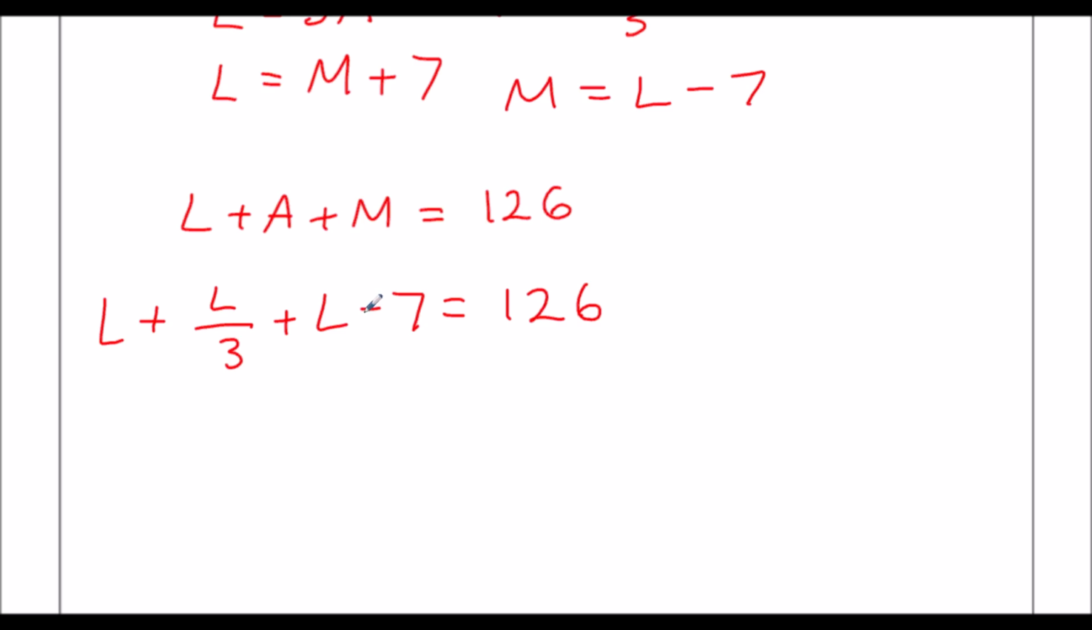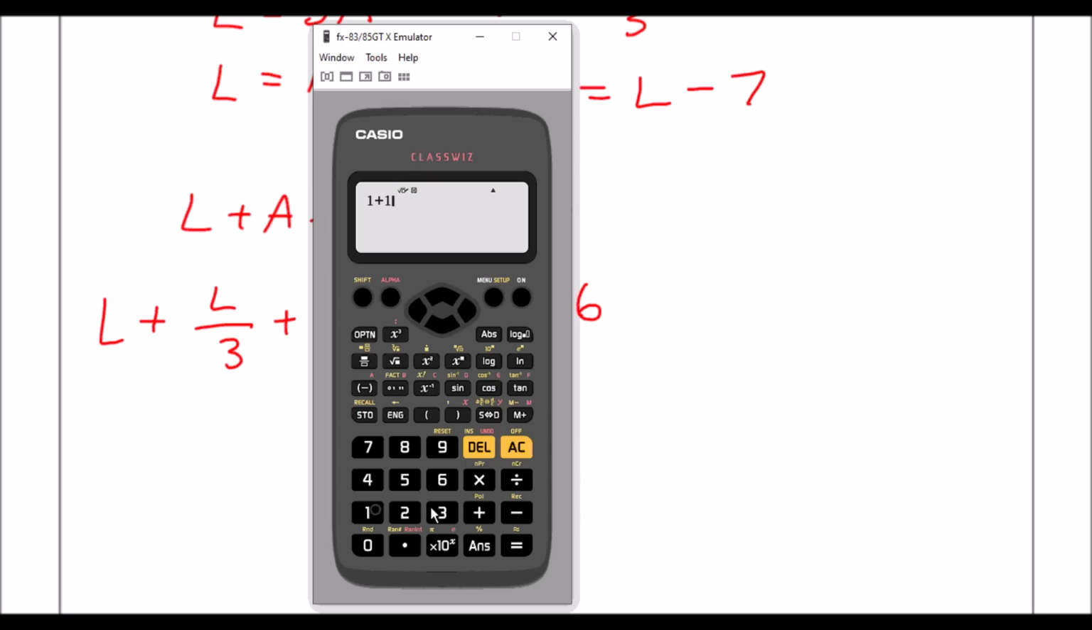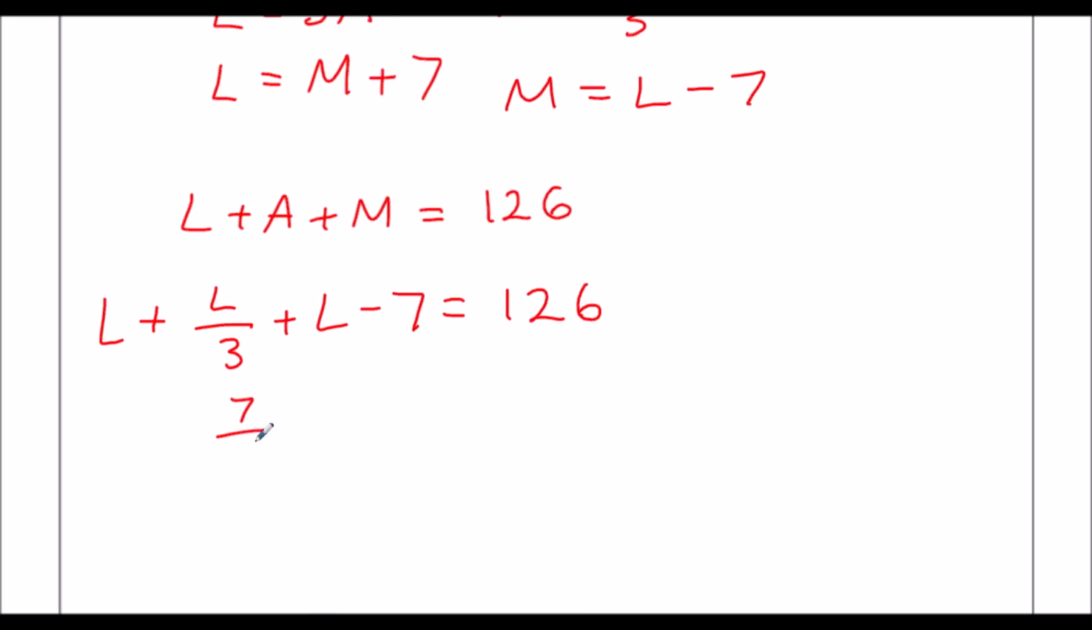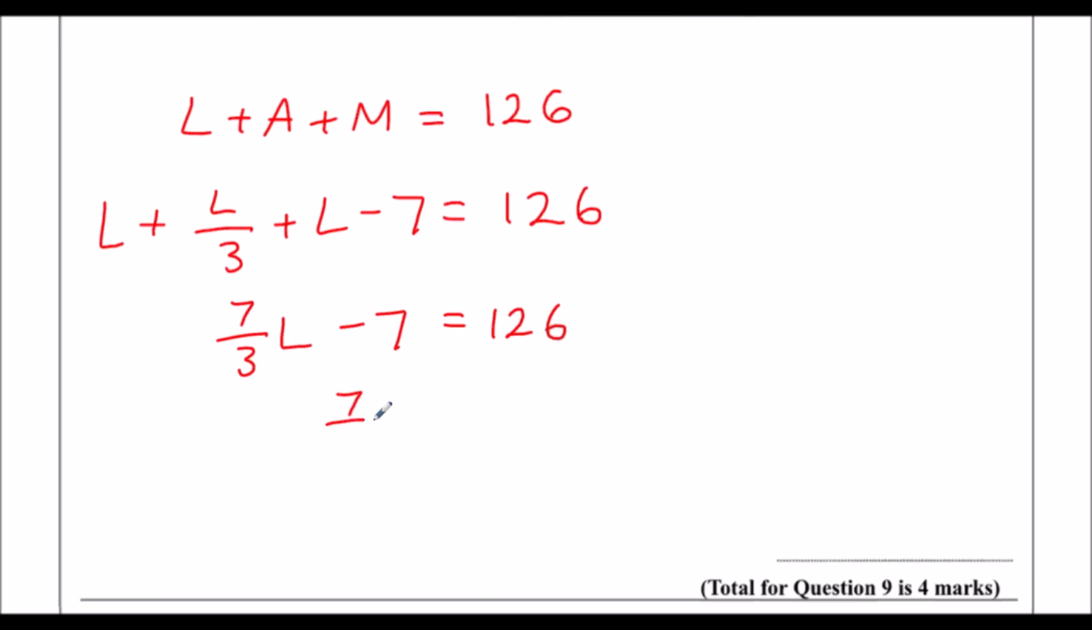So I can collect these like terms. L and L and a third of an L I can add together. So 1 plus 1 plus 1 third is 7 thirds. So I've got 7 thirds L minus 7 is 126. If I add 7 to both sides, 126 plus 7 will be 133.